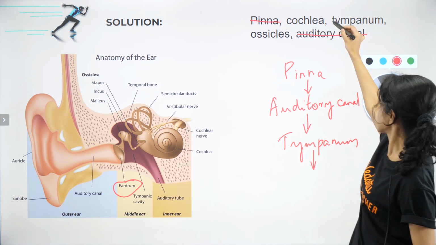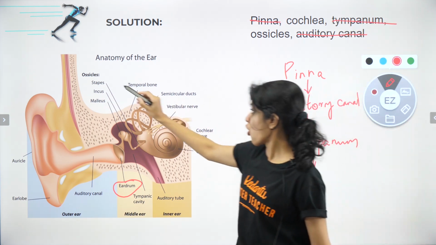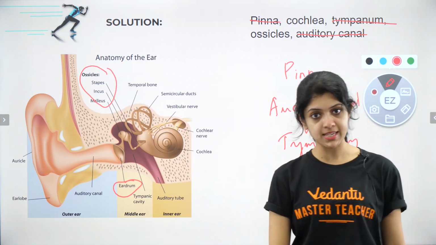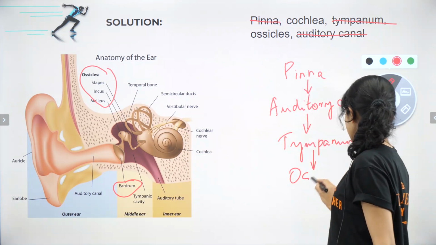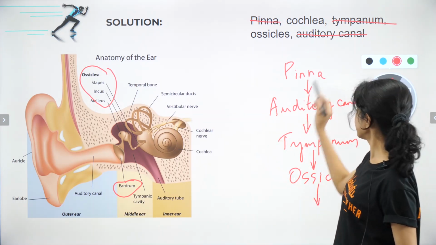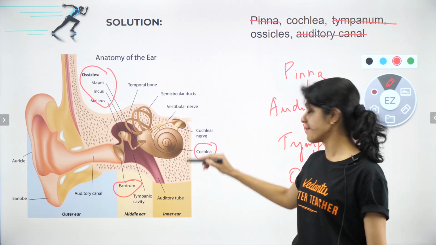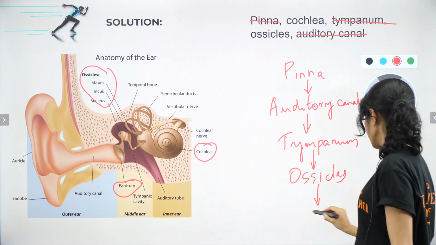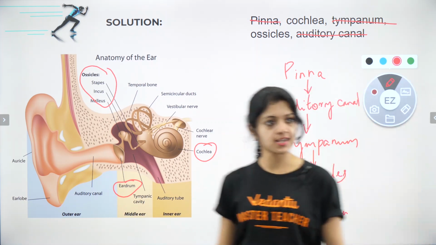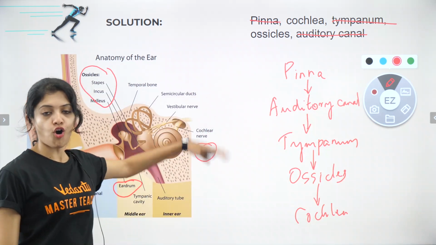And after that, what comes would be the ossicles, which are these malleus, incus and stapes. Okay, so ossicles. And finally, of course, the inner ear, of which cochlea is an important part. Okay, so cochlea would be at the end. So this would be the order of terms in this.